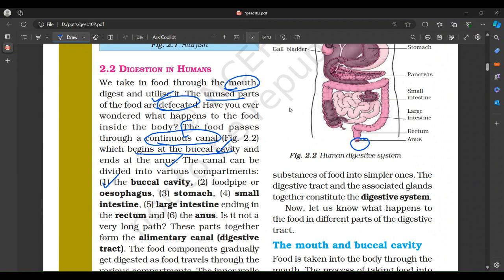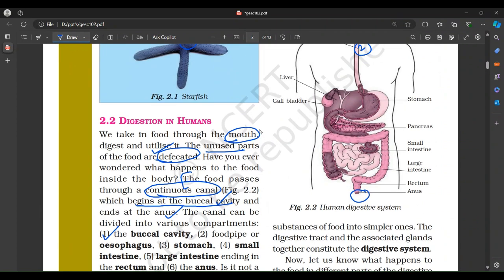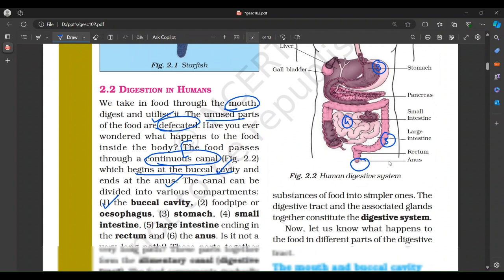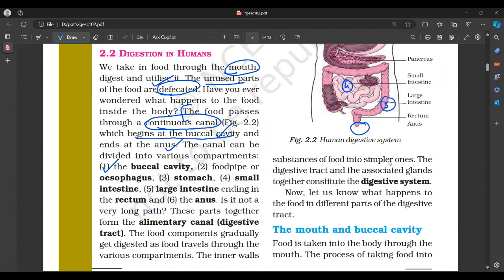Next, the stomach, small intestine, and large intestine. The third organ is the stomach, the small intestine is the fourth, and the large intestine is the fifth. The large intestine ends in the rectum and the anus. The rectum is the sixth, and the seventh is the anus.